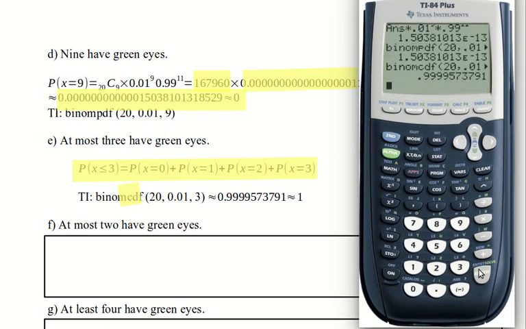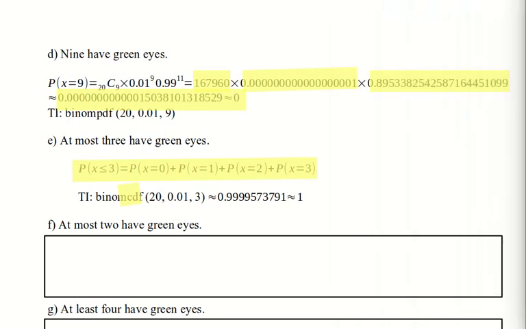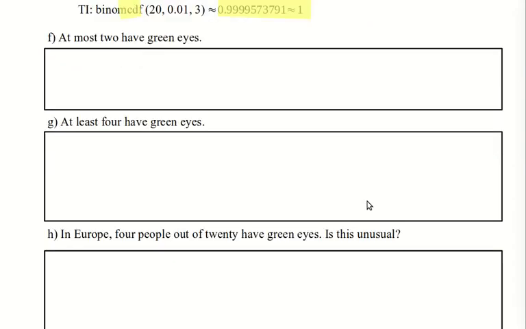Well, at most 3 folks with green eyes is really likely. So when we look at the probability, and we actually look at how many 9s there are in this number, if we're rounding this to 4 decimal places, that rounds to 1. We're almost certain to have at most 3 people with green eyes. Again, assuming that this is randomly chosen from the people in the world.